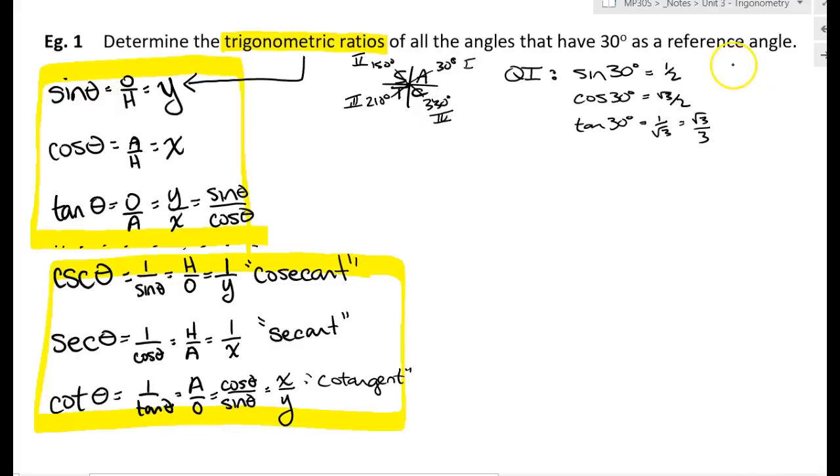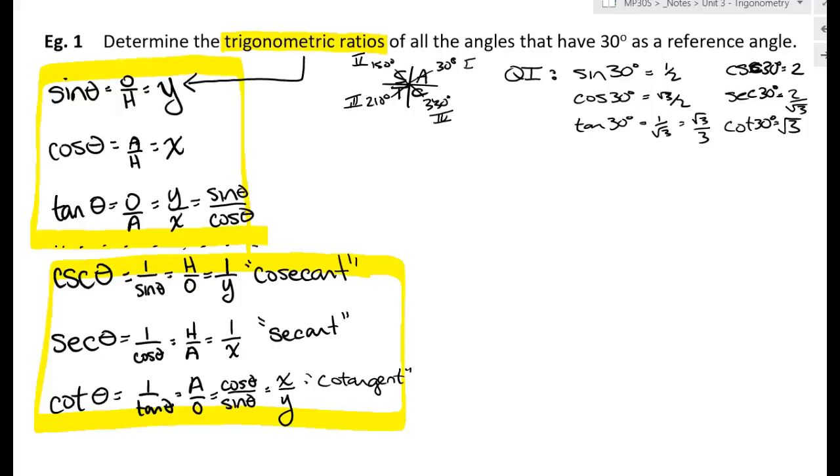Then we've got our cosecant. Inverse means that we are going to flip our fraction. And so we've got 2 over 1, or just 2. Secant is going to be 2 over root 3. And cotangent is going to be our root 3, dealing with this one. Root 3 over 1 is just root 3. So that's quadrant 1, dealing with 30 degrees. And I could probably write that in here, actually.